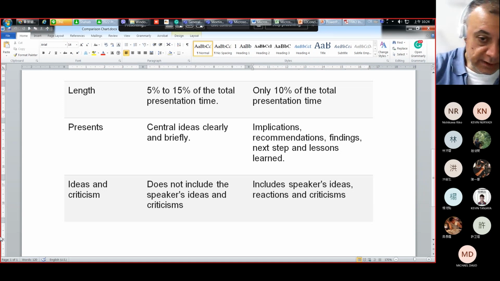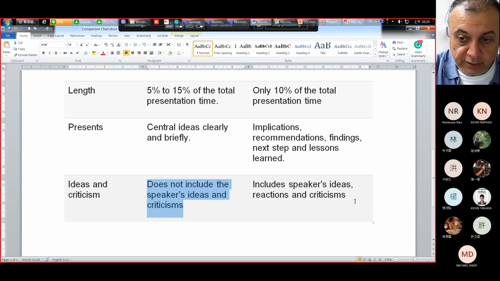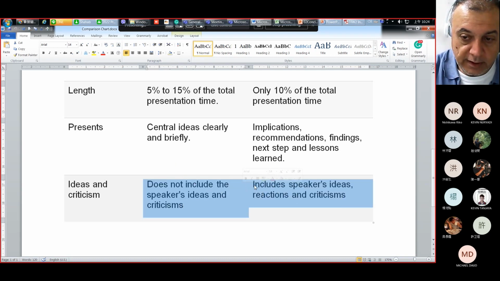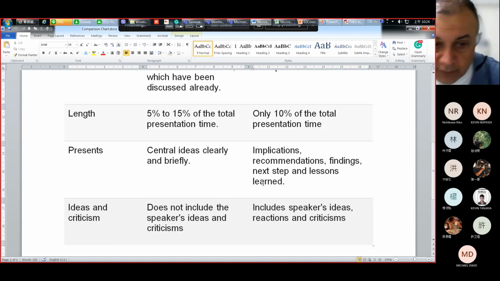The summary does not include your ideas. It's just what you have presented. Of course, what you present is what you decided to present. It's your idea, but it's not your personal opinion. It's the facts that you have presented. But the conclusion is your own personal ideas or reactions or criticism and so on. So these are the differences between summary and conclusion.